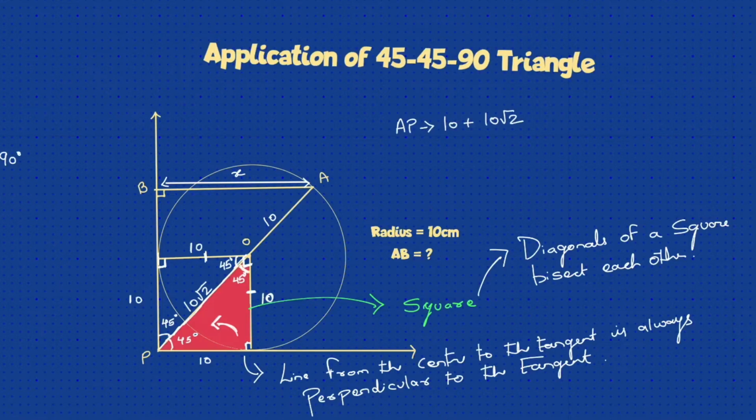So my PO will be 10 root 2. So AP becomes 10 plus 10 root 2. Okay, as simple as that.